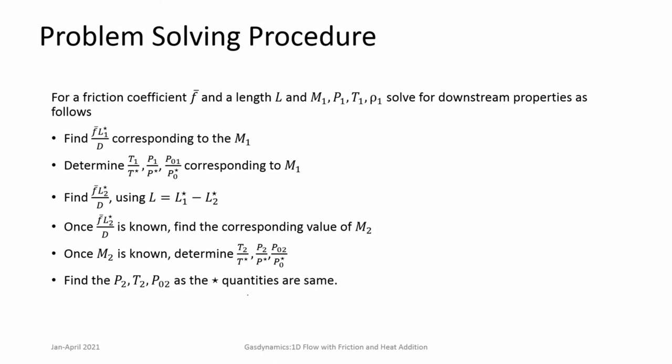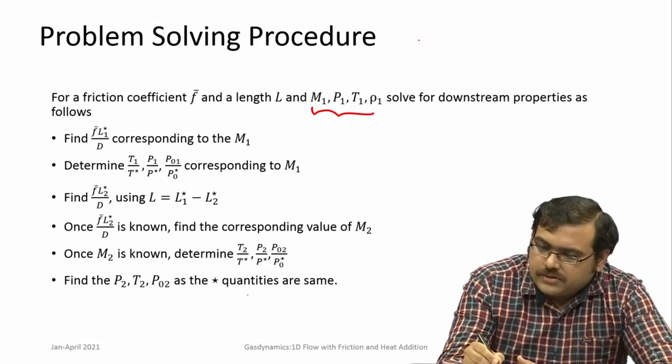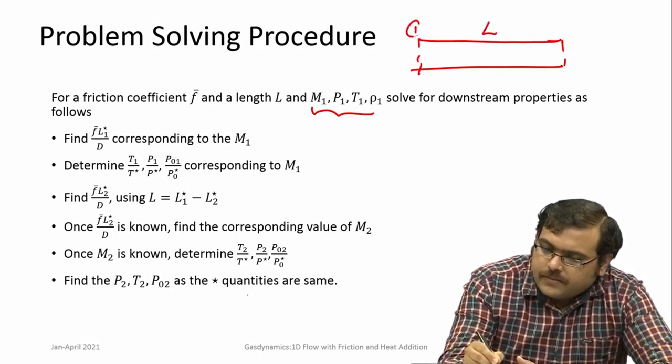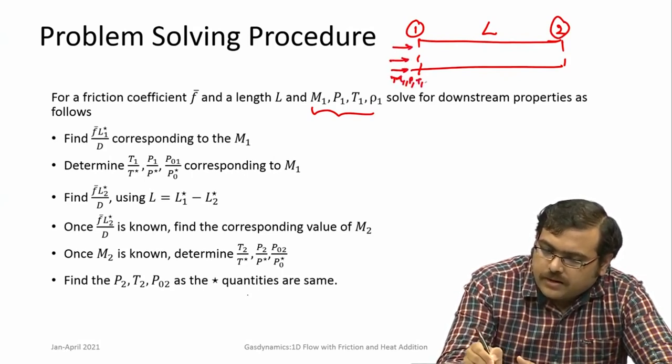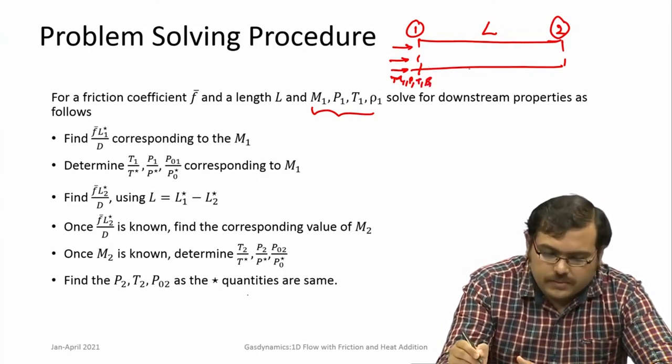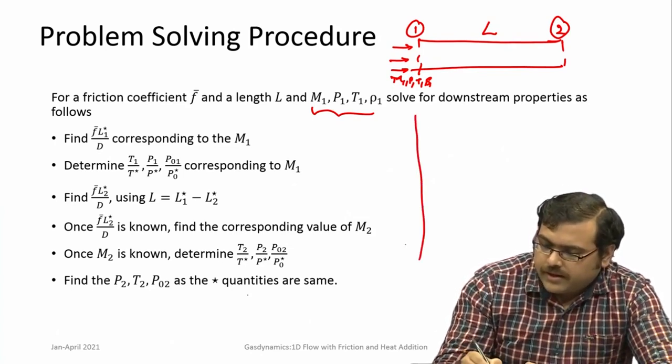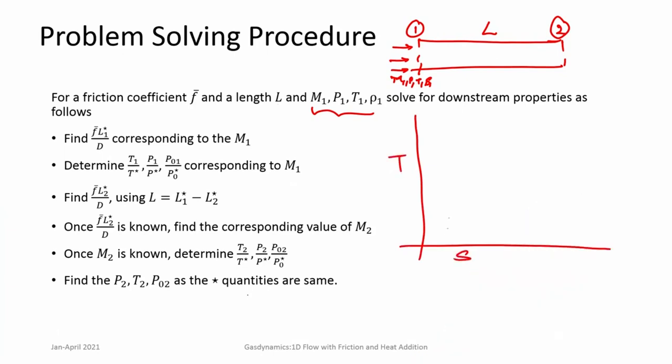Usually what would be given is that the friction coefficient will be known, the length of the duct is known, and the initial conditions are given at the start of the duct. If the duct is of length L, then between points 1 and 2, what we know is M1, P1, T1. So, we will know rho 1, and L is given. The way to go about solving this problem is to view this in a TS diagram, which will be very useful. It will be of this kind. So, this is the maximum entropy point. So, you start with point 1.